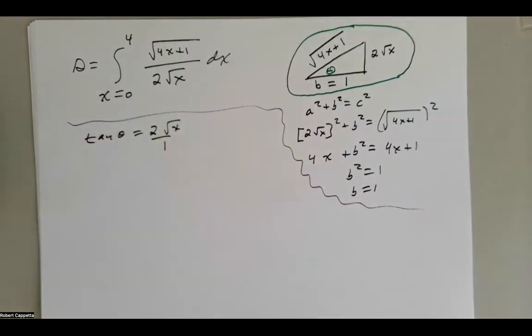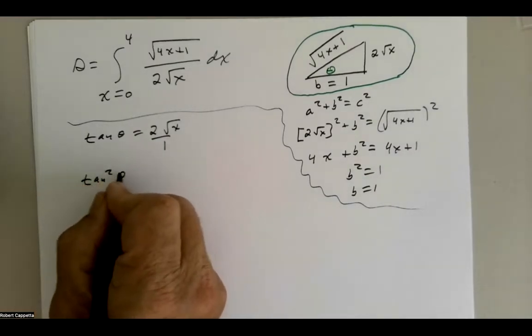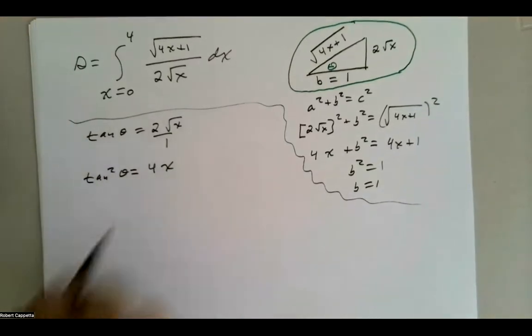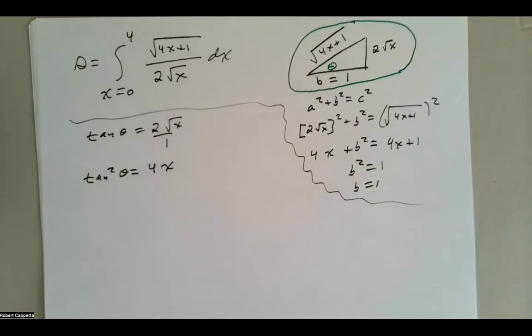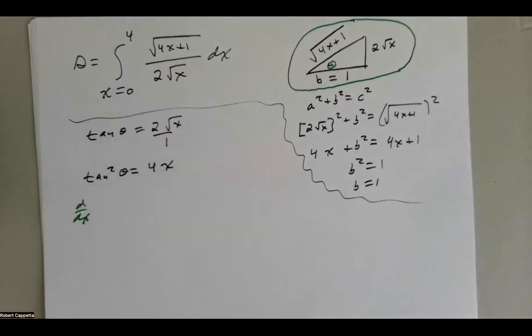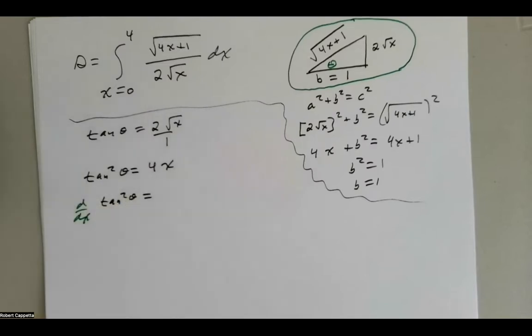Might it be helpful to square both sides, maybe? Maybe we can square both sides. If I square the left side, I get tan squared theta. If I square the right side, 2 squared is 4. Root x times root x is x. So I have tan squared theta is 4x. Now we're going to take the derivative with respect to x of both sides. Derivative with respect to x of tan squared theta equals the derivative with respect to x of 4x.